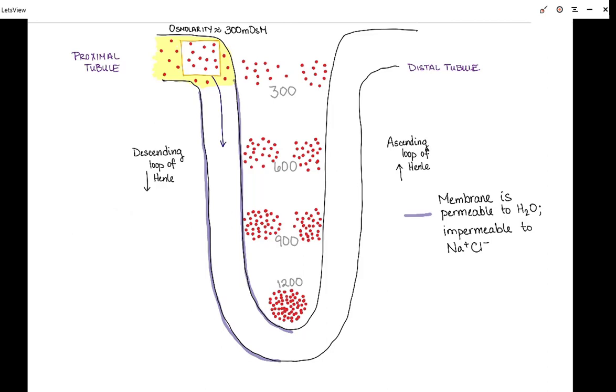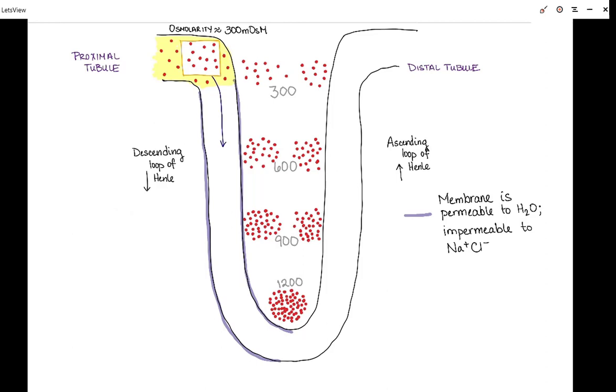So as that filtrate moves down the loop of Henle, we expect that water will move freely, but sodium and chloride will not. So let's go ahead and follow the area that I have boxed as it moves from an osmolarity in the cortex of 300 down into the medulla, where it is exposed to an increasing osmotic gradient.